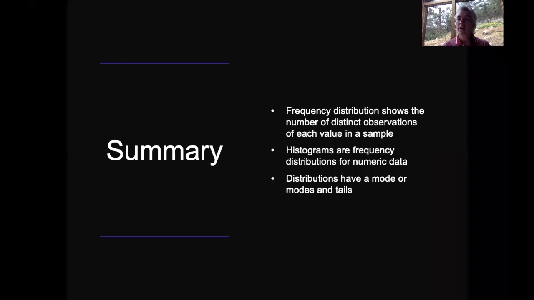So in summary then, we can use frequency distributions to show the number of distinct observations of each value in our sample. Histograms are a particular kind of frequency distribution that we plot for numeric data. And from these histograms, we can describe different aspects of a distribution. For example, the mode or the most common value of the distribution, and the range of values across the x-axis as they reach the tails. In the next video, we'll talk about some quantitative ways that we can describe data in a sample.